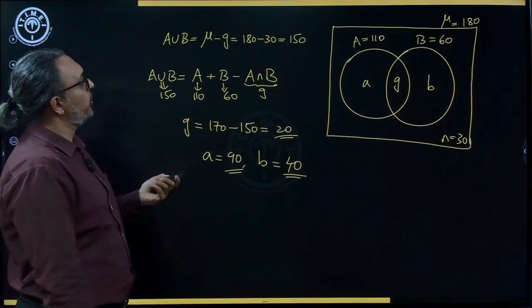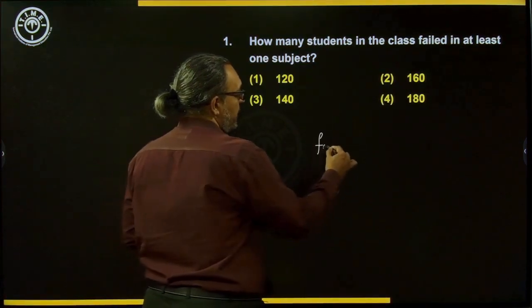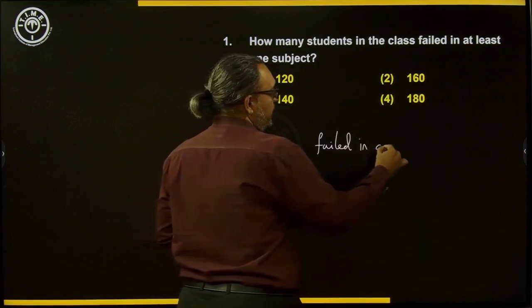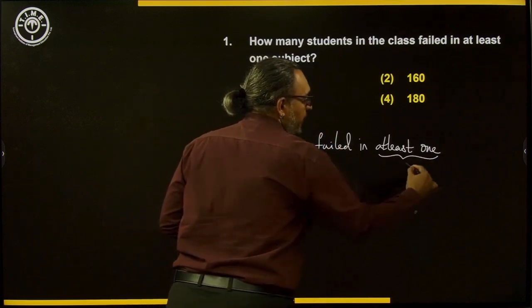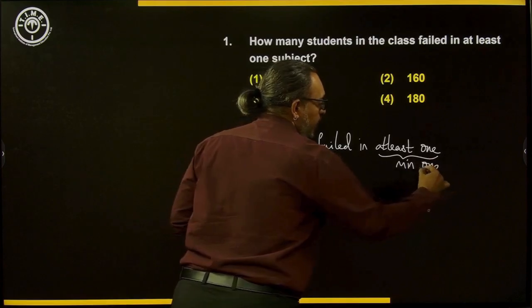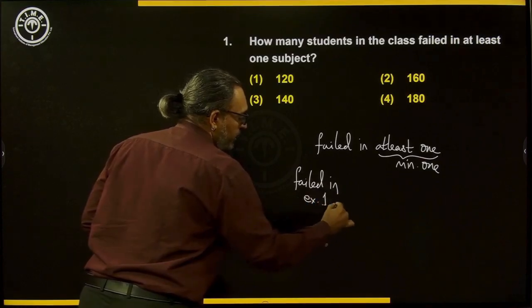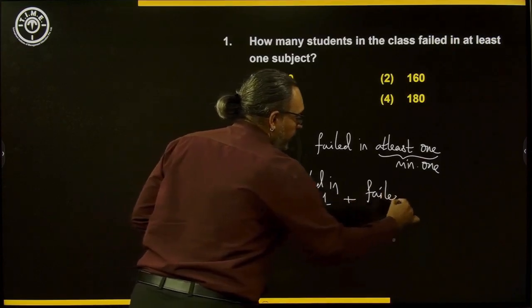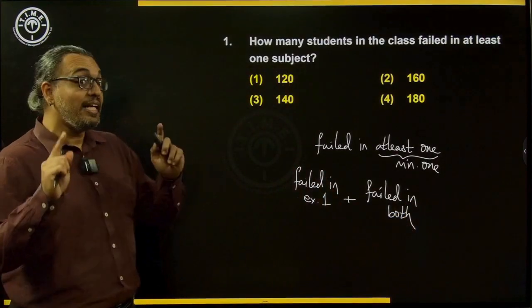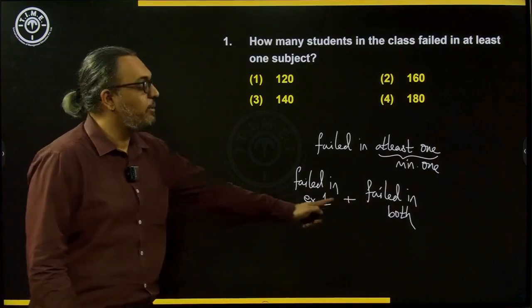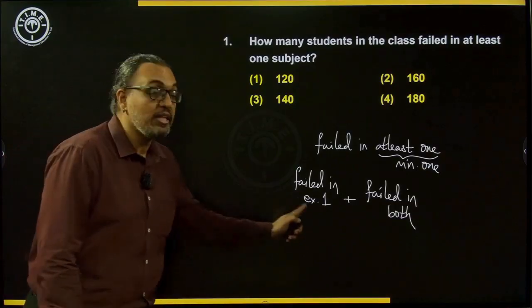Okay, so now let's look into the questions. How many students in the class failed in at least one subject? See, when he says failed in at least one, so at least is minimum 1. Means you need to consider people who have failed in exactly 1 plus people who have failed in both, because there are only 2 subjects. Now the region understanding is always important. What are the elements? Because once you understand the region that is asked, you can know what elements to include and exclude. So what is failed in exactly 1?